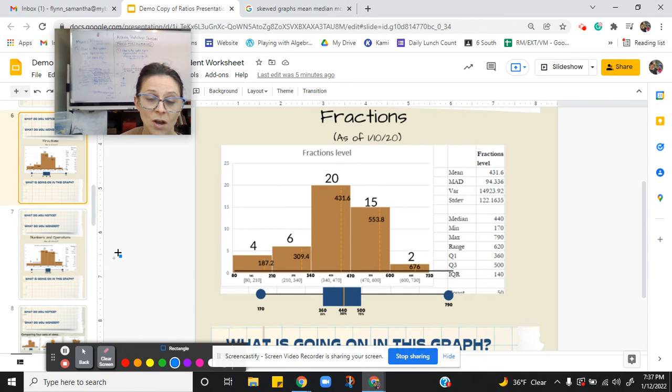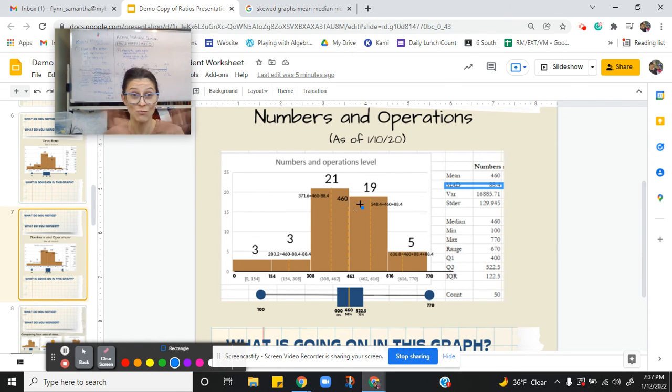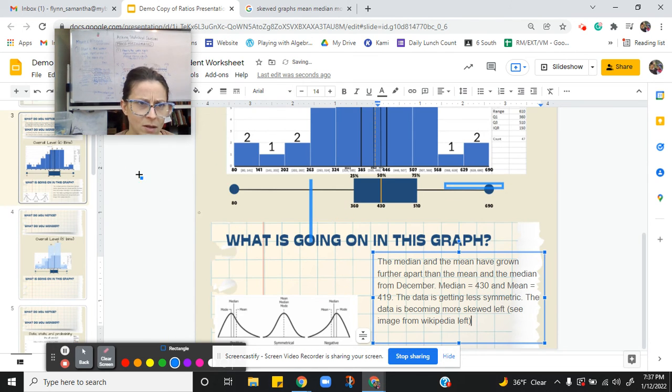Now the cool thing is, we don't know where, like, if Samantha's in this data set, I could be jumping around, I could be really low in numbers and operations and really high in algebraic thinking or something. So this one is the most consistent so far because I see that the mean absolute deviation is 80. So this data is the most consistent around the middle. You can see that it's way less spread.